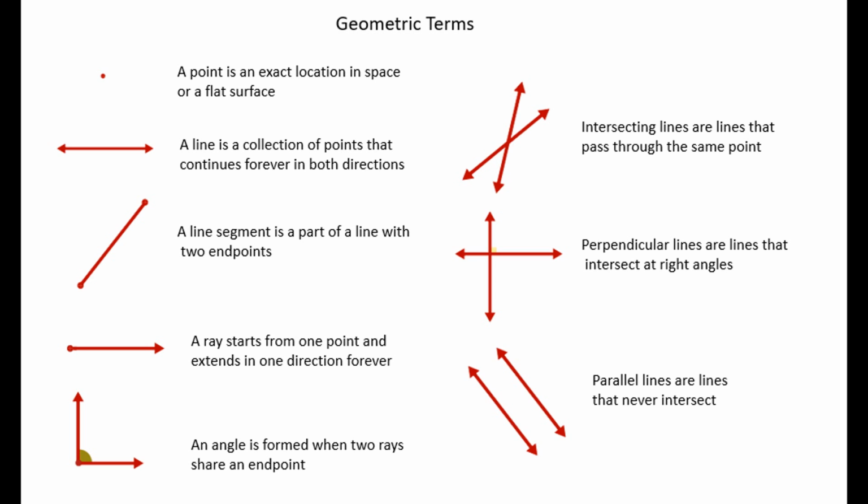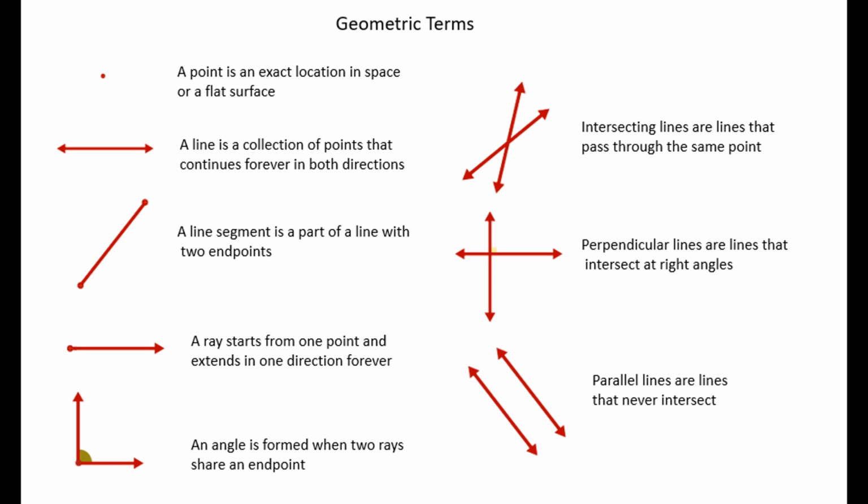Then we have a line segment. A line segment is a part of a line with 2 endpoints. So the dots at the two ends show that the line stops at both endpoints. Then we have a ray. A ray starts at one point and extends in one direction forever.